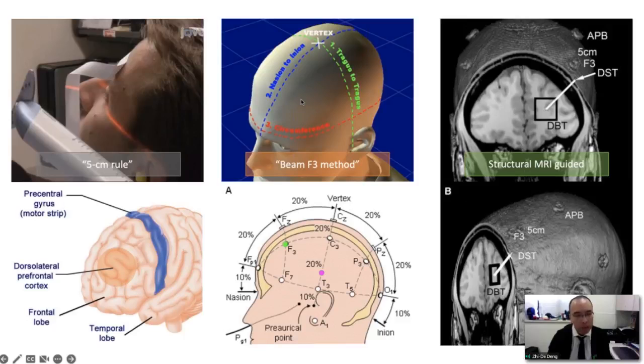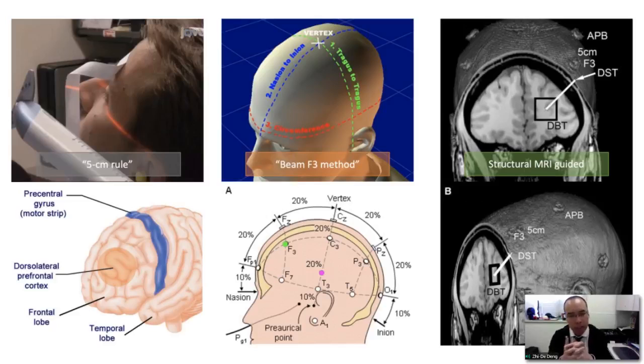Alternative approaches that are also based on scalp targeting, the so-called Beam F3 method, do a little bit better because the EEG system scales for at least head size, and yet it is still a blinded approach in the sense that it does not account for cortical anatomy. More sophisticated targeting approaches include structural MRI-guided approaches to locate the DLPFC target. And this is a study that I'm going to talk a little bit about.